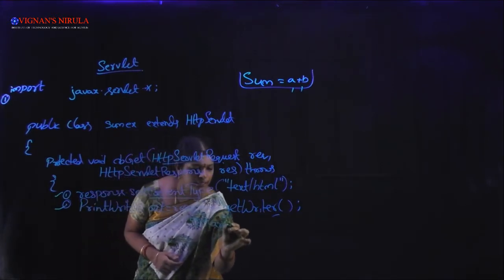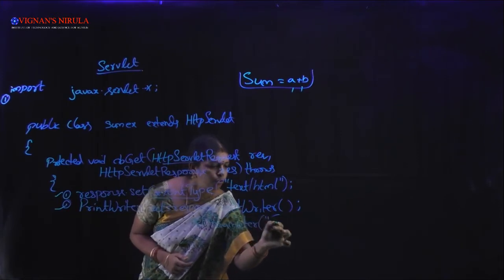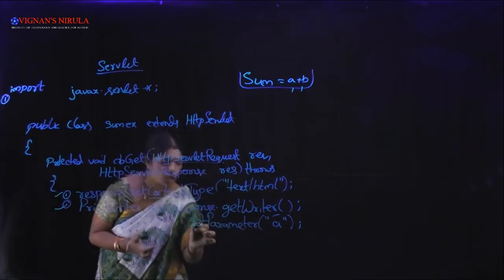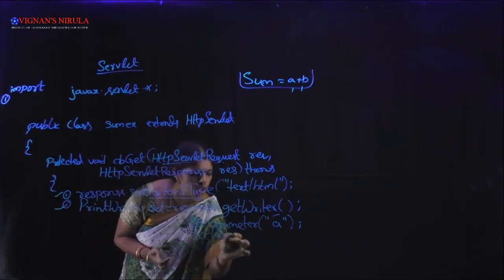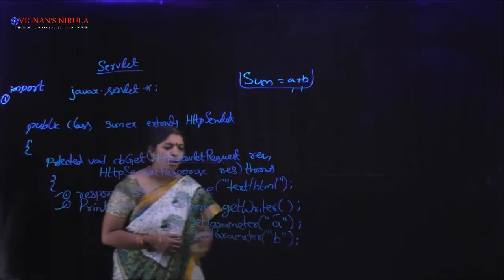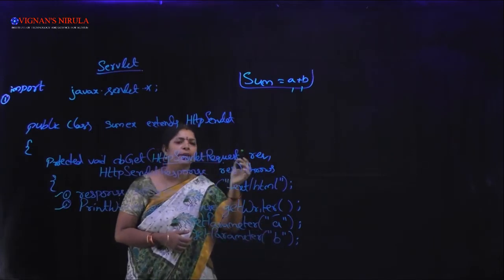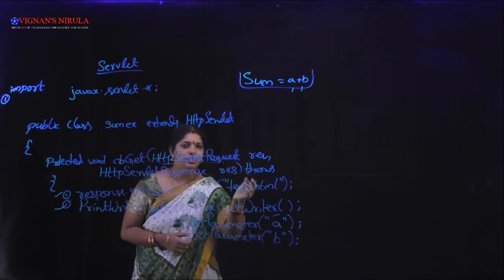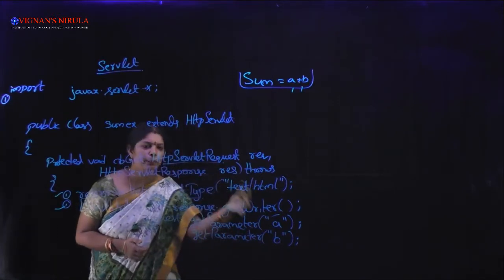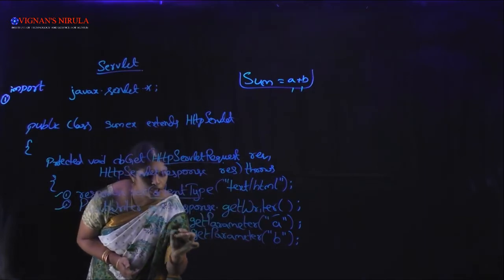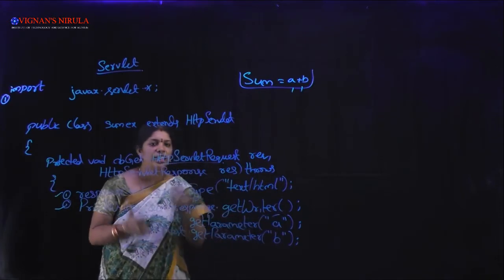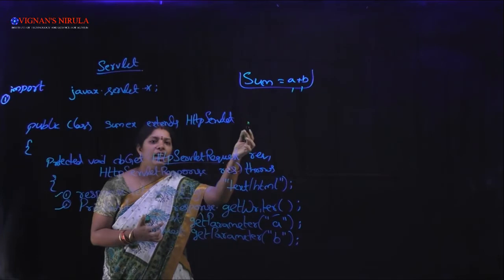getParameter of A. So here I am getting the value of A and also the value of B by using getParameter. What is this getParameter? Here the A and B values will be given by the client, that is the request. So I am using request.getParameter of A and request.getParameter of B. By using request.getParameter, we are getting the parameters of the current variables.